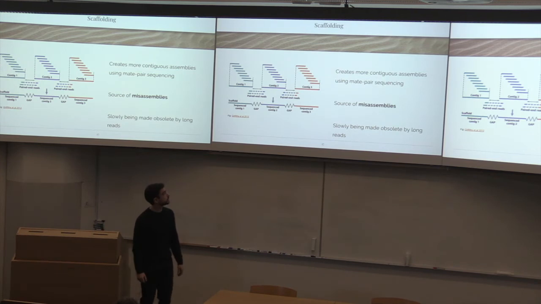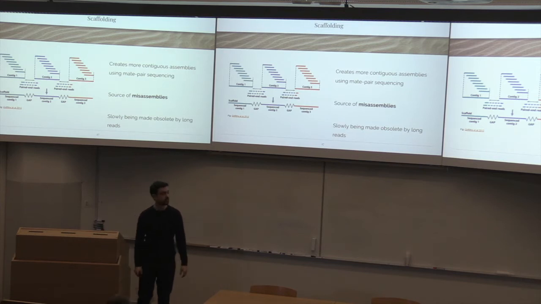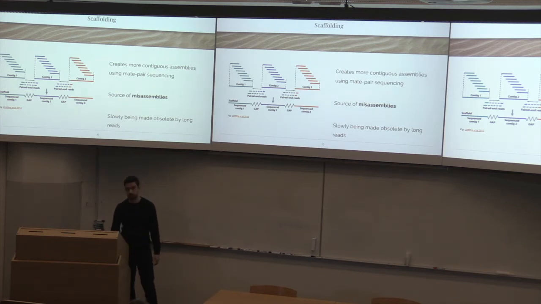I'll go quickly on this one just to make you refer to this slide. So scaffolding is to improve an assembly by taking into account paired-end information. It's important for having a higher contiguity, longer sequences. It's also a clear source of misassemblies. So it's not clear if you should do it or not, depending on the application. And it's also slowly being made obsolete by long reads.